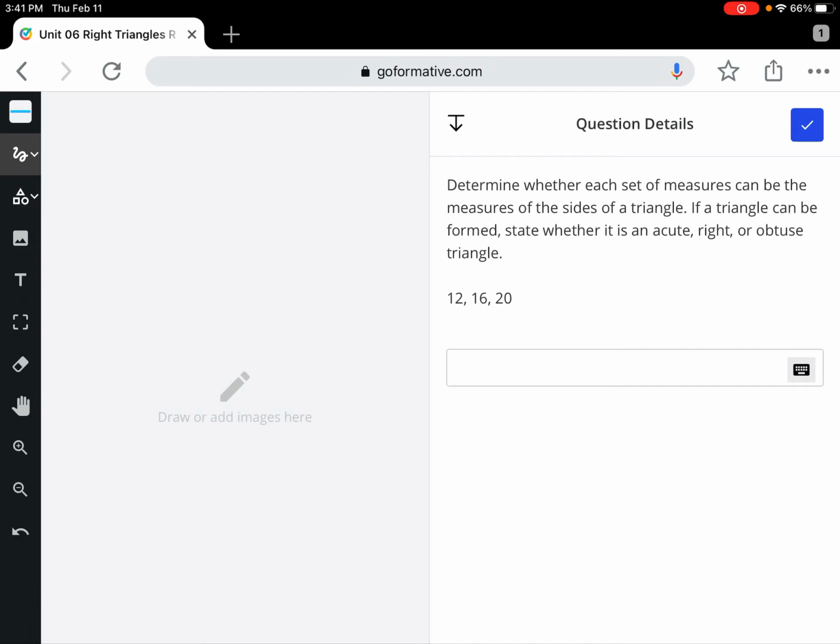Okay, this one says determine whether each set of measurements can be measures of the sides of a triangle. So the first thing, see if it can be a triangle, and then whether it's acute, obtuse, or right. So don't go straight to your Pythagorean theorem. So I have a 12, a 16, and a 20. Okay, and so I look at my longest side. Is the measure of my longest side less than the sum of my other two sides? Is 20 less than 28? And it is. So that's the first part. Okay, so now I know it's a triangle.